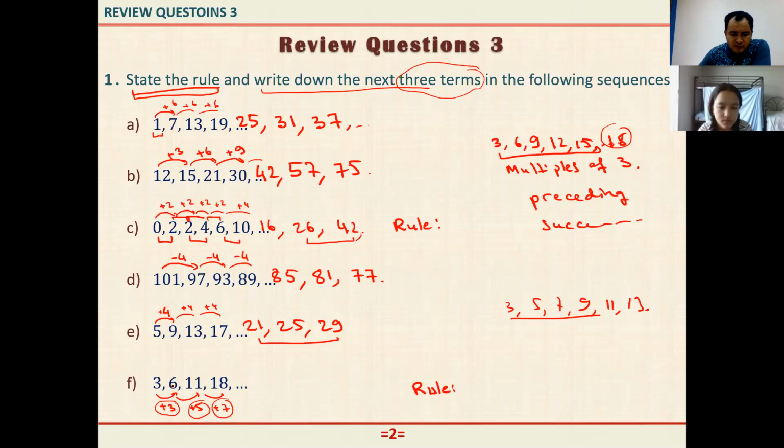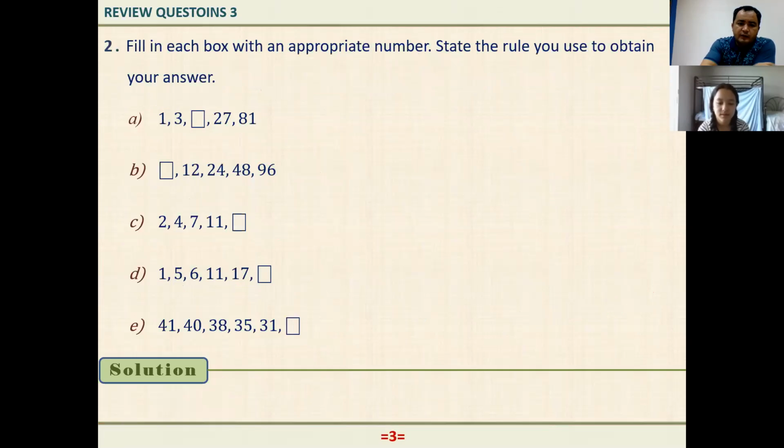So that is 3 plus 3, 6. 6 plus 5, 11. 11 plus 7, 18. 18 plus 9, so the next term will be 27. 27 plus 11, that will be 38. 38 plus 13, that will be 51. Okay? Yeah, I get it now.